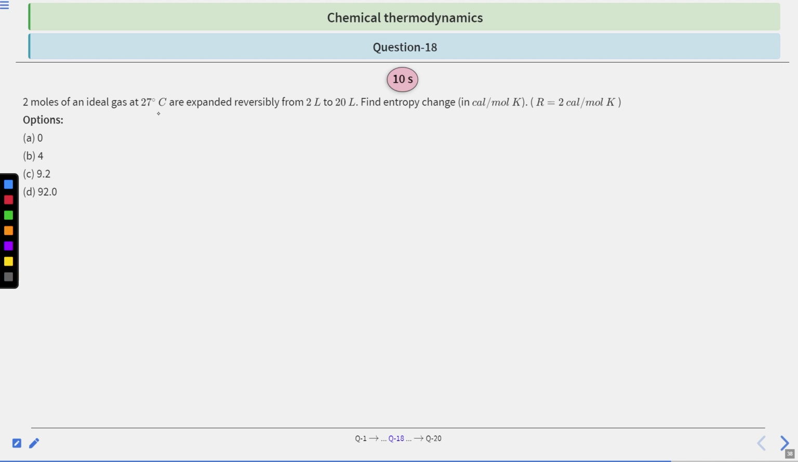2 moles of an ideal gas at 27 degrees Celsius are expanded reversibly from 2 liter to 20 liter. Find the entropy change in calorie per mole Kelvin. Given the R value, options are 0, 4, 9.2 and 92. You have 10 seconds to solve this question. After that, we will see the answer.